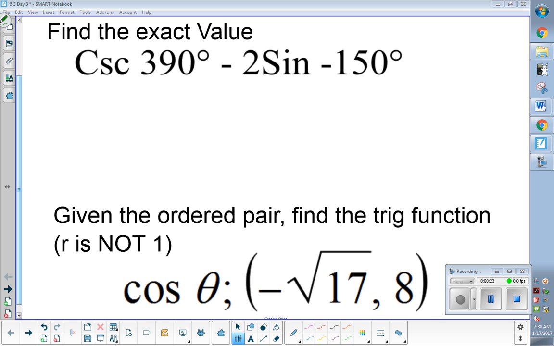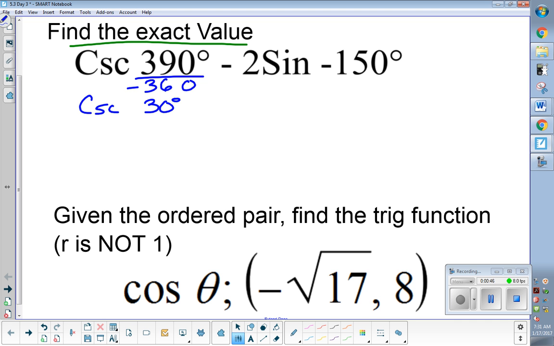So it says find the exact value of the cosecant of 390 minus 2 sine of negative 150. All right, so first one, cosecant of 390. Hopefully you recognize 390 is too big. So first thing we're going to do is subtract out a circle. We'll subtract 360 out. So we're really doing the problem cosecant of 30 degrees.